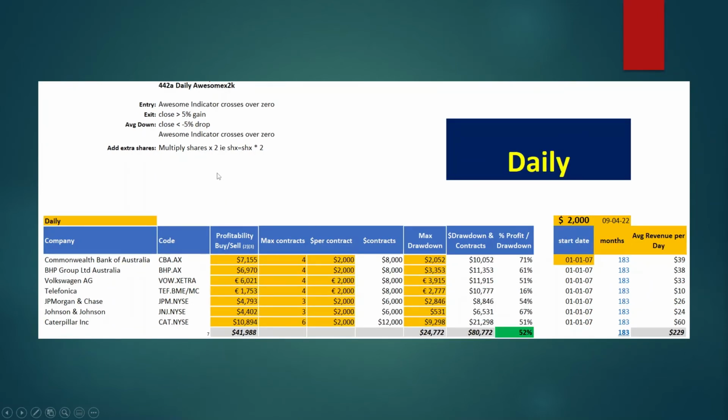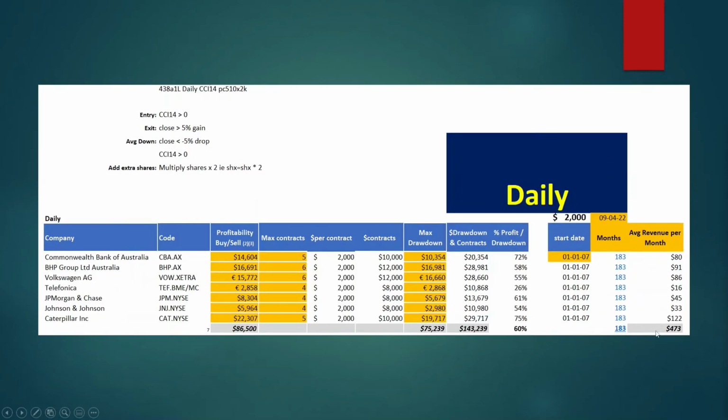This is the Awesome Oscillator logic, and also the returns as well. Again, very similar. You can pause the video and digest it, but you can see there the monthly revenue of 229 versus our CCI14 of 473.